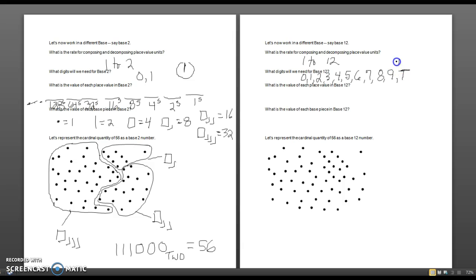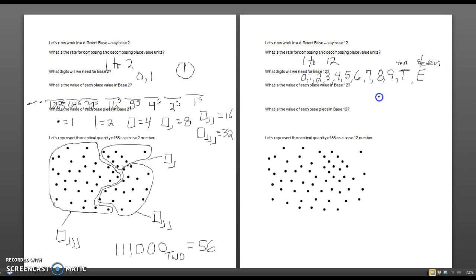T for 10. Right? Hopefully you're guessing this. When we want to say we've got 11 objects, we use an E. So it's a single character, single digit, if you will. That's how we write 11.